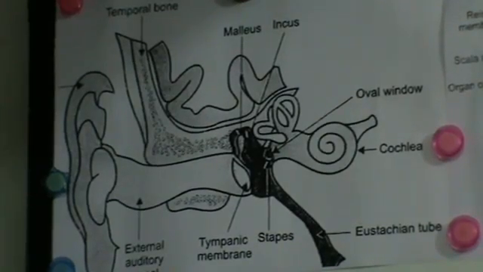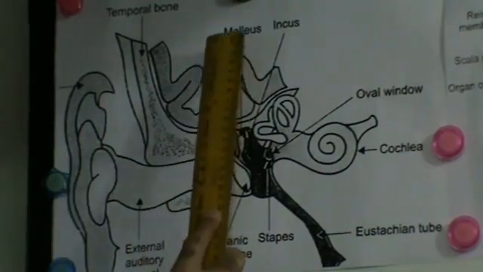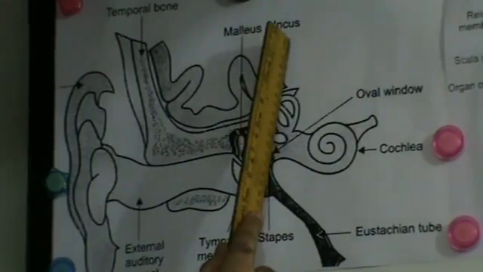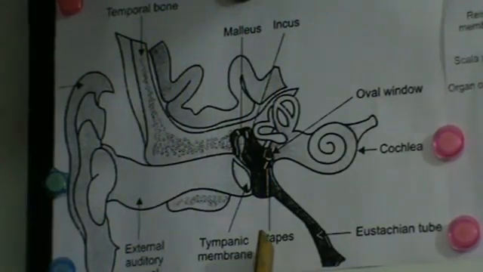Now, what is the middle ear made up of? It is made up of three ear ossicles, which are called the malleus, the incus, and the stapes.